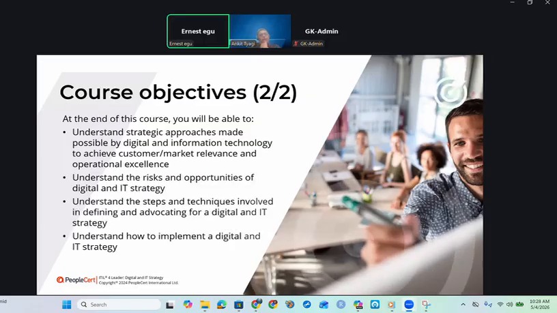Then understand the strategic approaches made possible by digital and information technology to achieve customer or market relevance and operational excellence. Now, two key factors, like we said, that we want to remain viable in the market, which has been disrupted by digital technology. How do we remain viable?